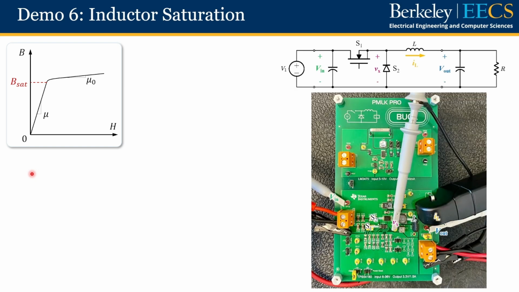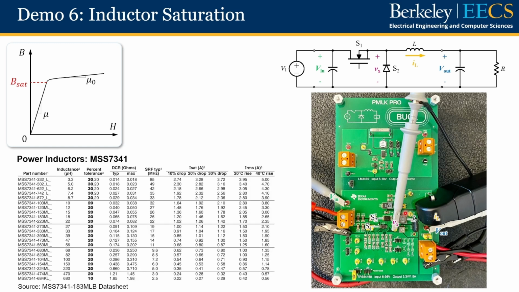Okay, so here is the buck converter demo board that we are going to test today. And here is the inductor component we're using in this buck converter. We can search online and find the data sheet for this family of inductors, and the specific part that we're using in this buck converter is highlighted over here. Its inductance value is 18 microhenries.